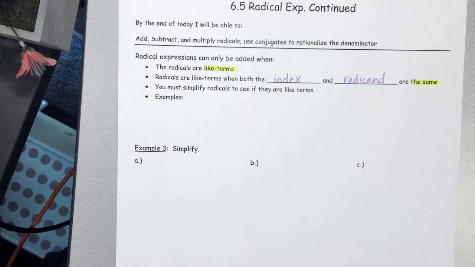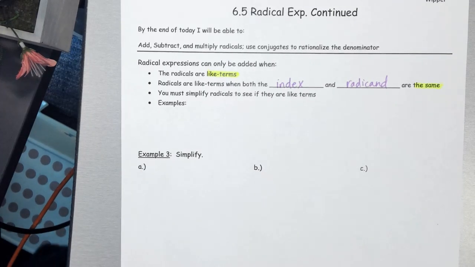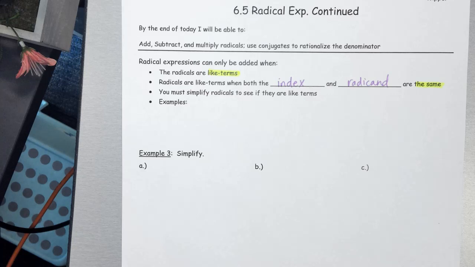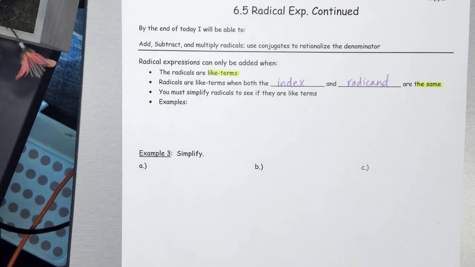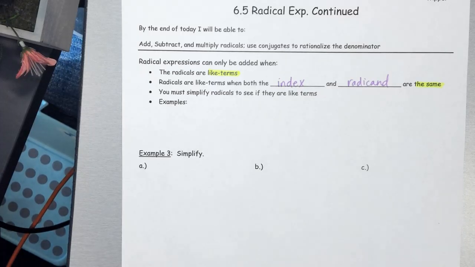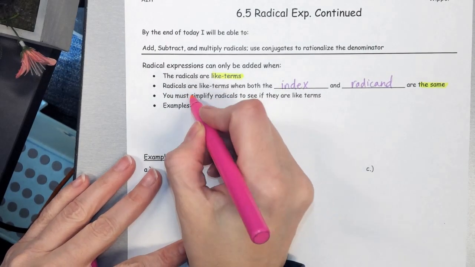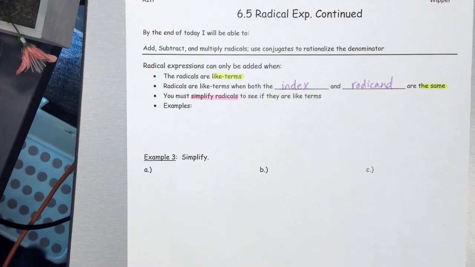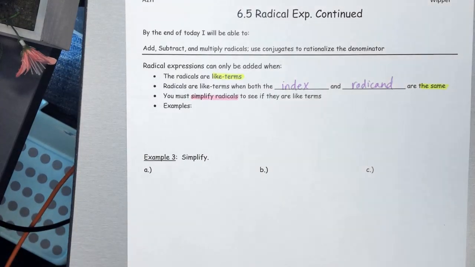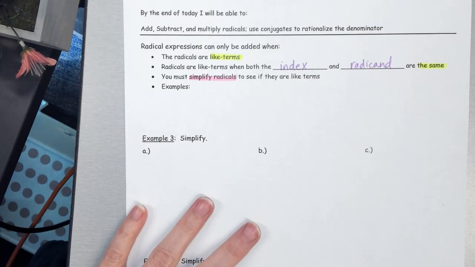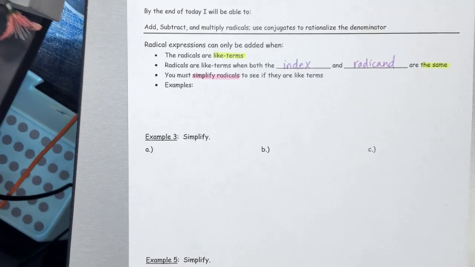Okay, and then sometimes they might not look like they are like terms and you have to simplify them first. So if there are any perfect squares or cubes, etc., do that first so that you can see if they are like terms. Okay, so we're going to do some examples of that together.